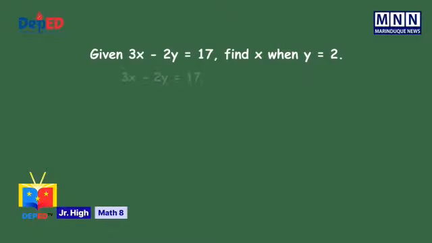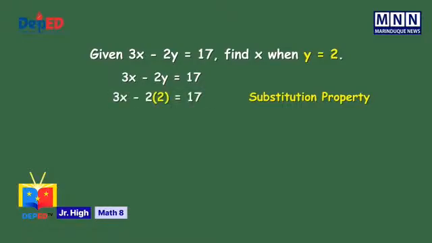We know that we have a linear equation since the degree is 1. There are two variables, the x and y, but there is a given value for y. Therefore, we can solve for the value of x corresponding to that value of y. We simply substitute the value of y equals 2 in the equation 3x minus 2y equals 17. Thus, we have 3x minus 2 times 2 equals 17. Or simply, 3x minus 4 equals 17.